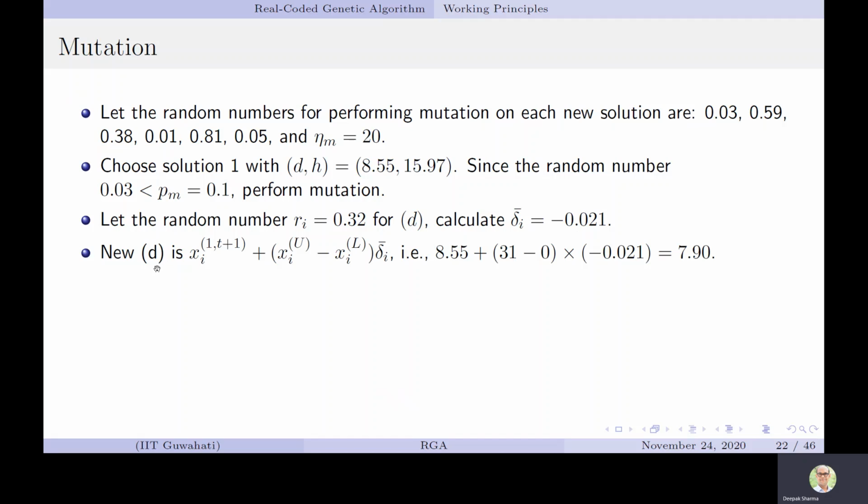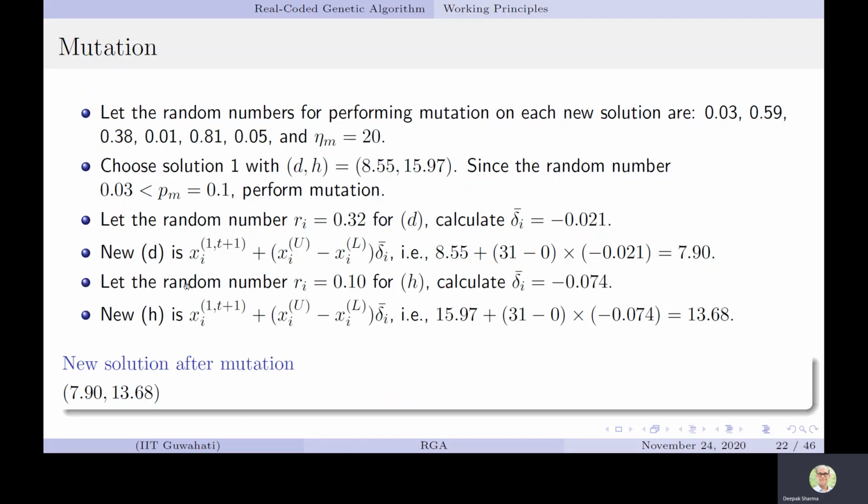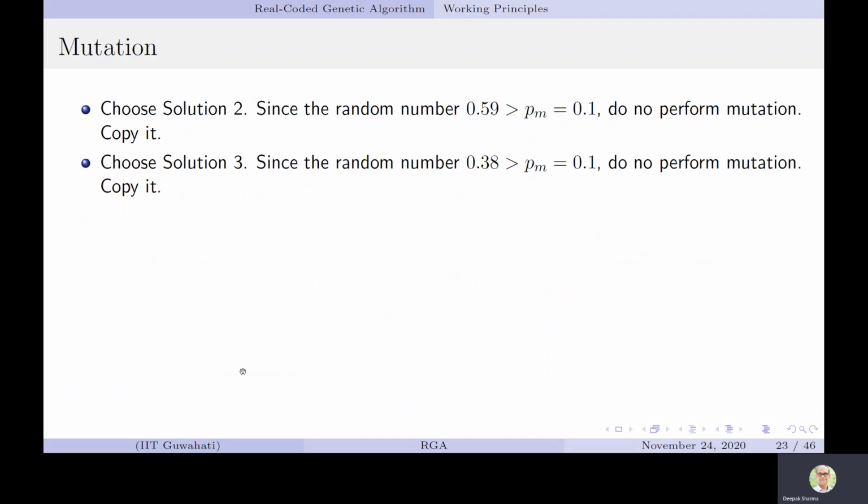By putting it into the formula, again, we will be doing this variable by variable. So let us take the D first. Putting into the formula, we get 7.99. Similarly, we generated the Ri for the height h, 0.1. Delta I is minus 0.074. And then we get a new h by putting in the values and we get 13.68. So the new solution after mutation is 7.90 and 13.68.